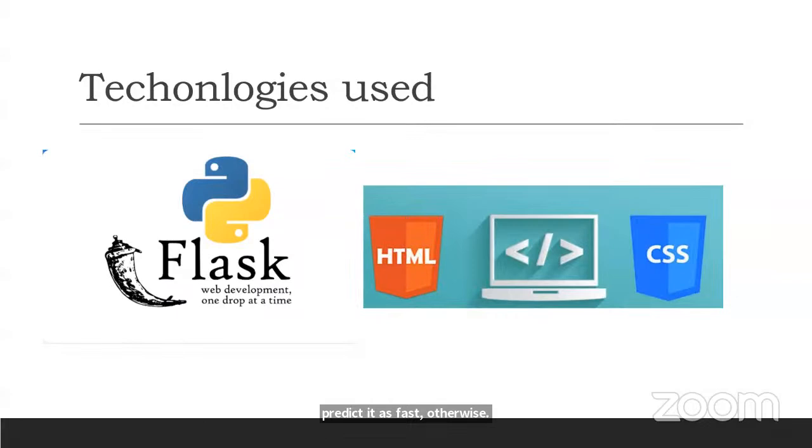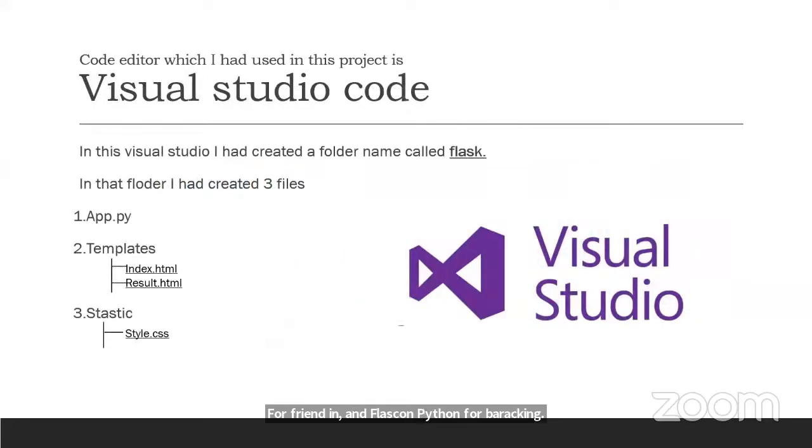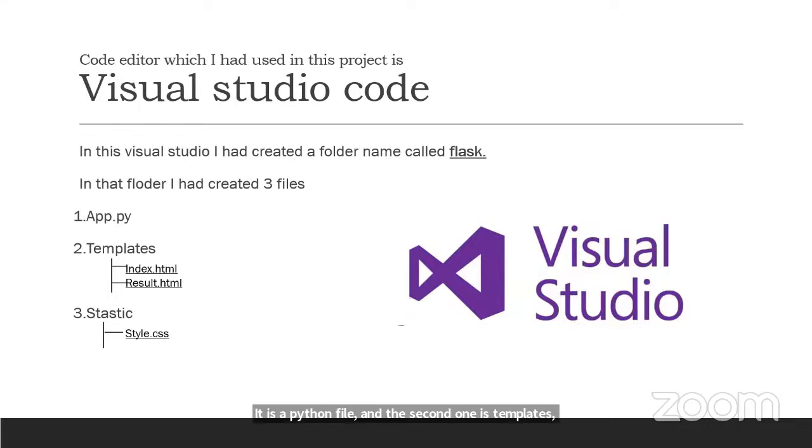The technologies I used in this Flask project are Flask, Python, and HTML and CSS for the front end, and Flask and Python for the back end. Here is the code editor I used in my project, Visual Studio Code. In that, I created 3 folders. The first one is app.py, a Python file. The second is templates, which is used to insert HTML pages into a Python file, and static, which is used to insert CSS files into a Python file.